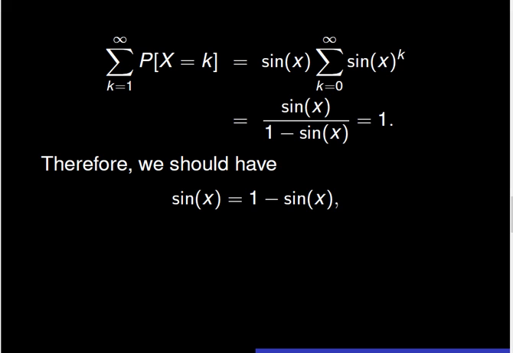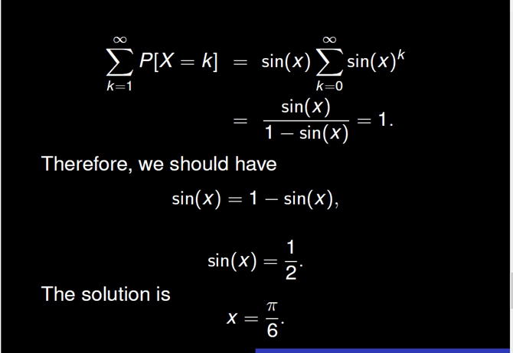Consequently, we should solve the equation sin(x) equal to 1 minus sin(x). This equation is equivalent to the equation sin(x) equals 1/2. The final solution is x equal to pi over 6.